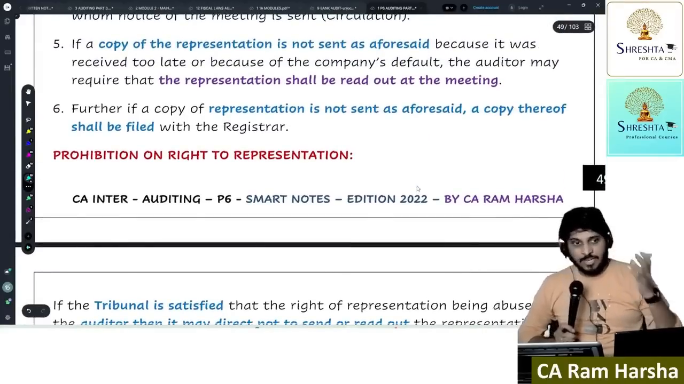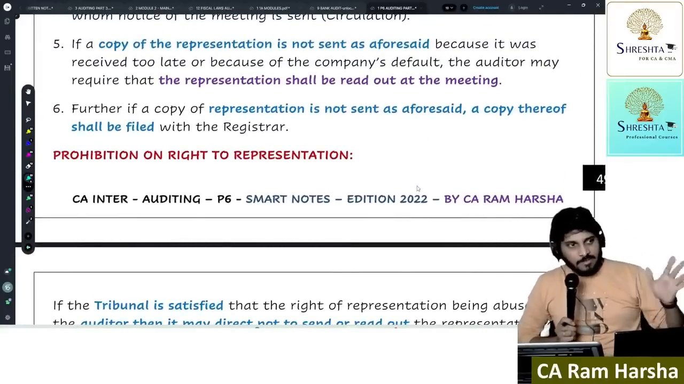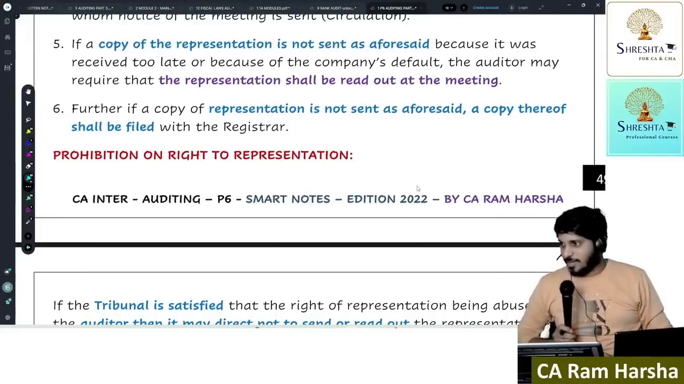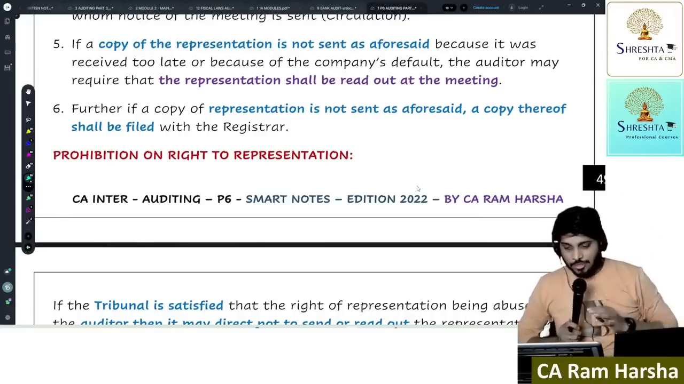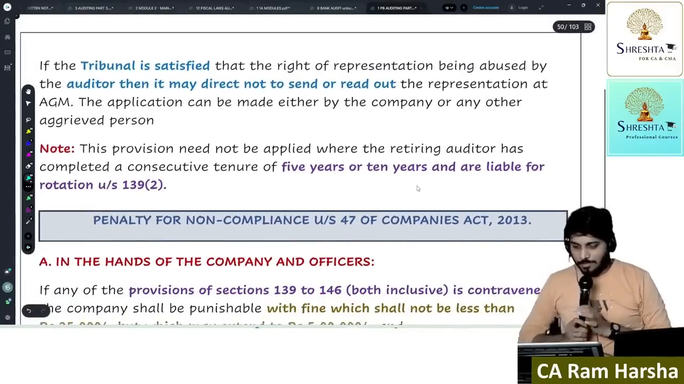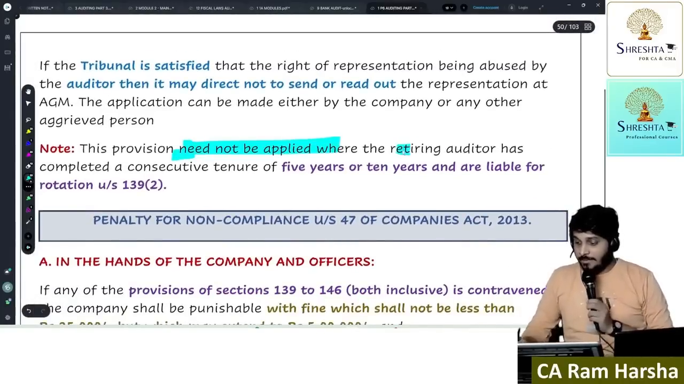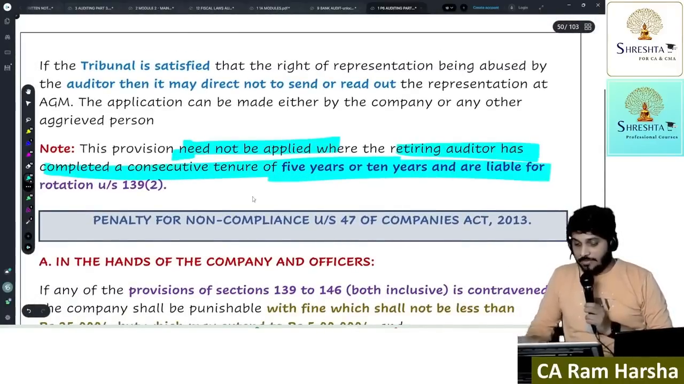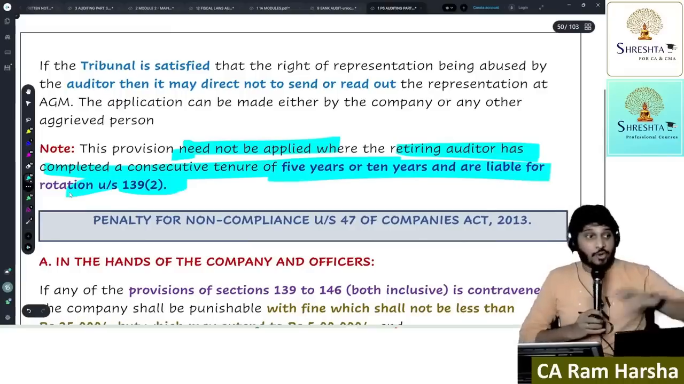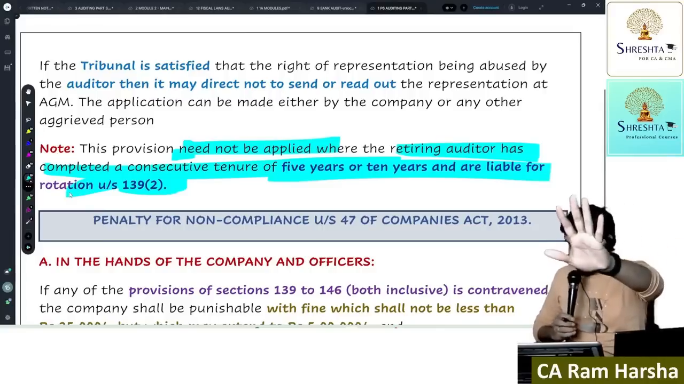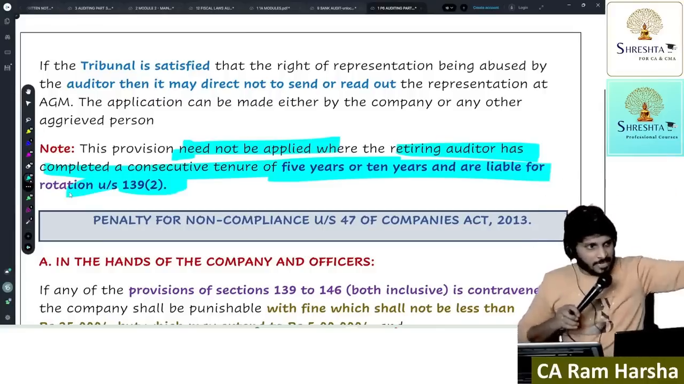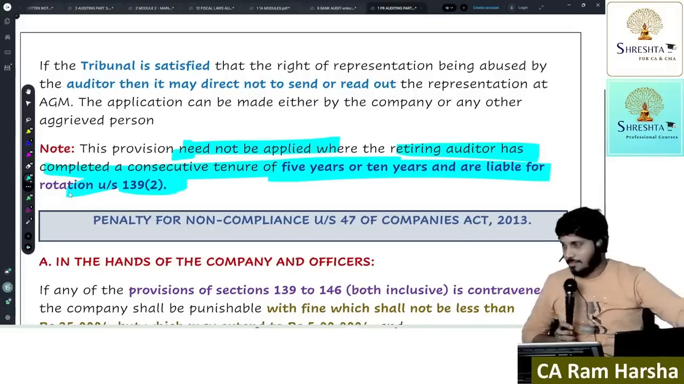Suppose company rotation is applicable and the 5 years of the individual are completed. Should you give special notice telling the company not to appoint? Already we don't appoint; the law will not permit it in the first place, so you need not tell. That is the last note point: this provision need not be applied where the retiring auditor has completed a tenure of 5 years as per Section 139. Means if the rotation of auditors provision is applicable and the tenure is completed, the company has to change. Even if the company reappointed, the board of directors are liable for punishment. Understood or not?